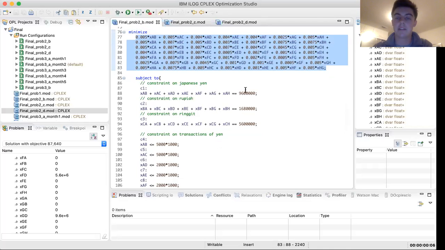Constraint one is on Japanese yen. We start, as mentioned, with $9.6 million worth of Japanese yen.